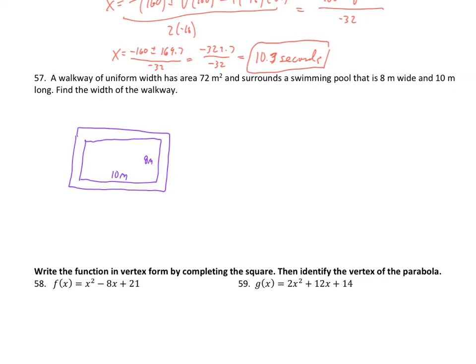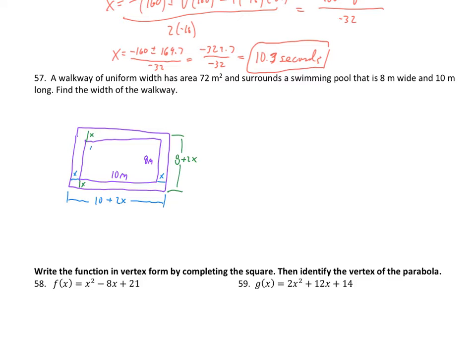So what they mean by that is that this dimension here would be x, and this dimension here would also be x. And then this dimension would also be x, and this dimension would also be x, so all the same dimension. So when you think about that, I already have 10 meters, but now it's adding 2 x's to that. This one is already 8 meters long, but we're adding 2 x's to that also.